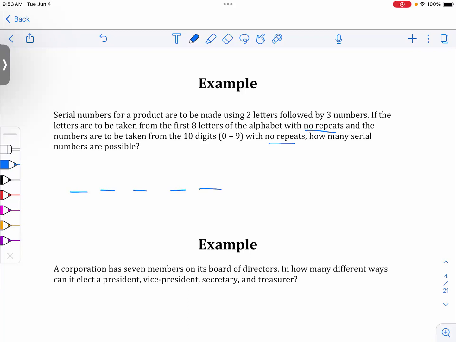So our first 2 are letters from the first 8, which means that's 8 times 7. And then followed by 3 numbers, from 10 digits, which means 10 times 9 times 8. And again, I can do this basically flat out every time just like this, which gives us 40,320 possibilities.